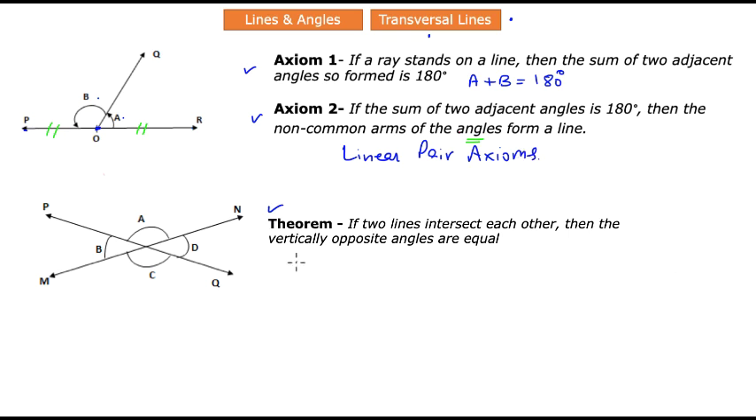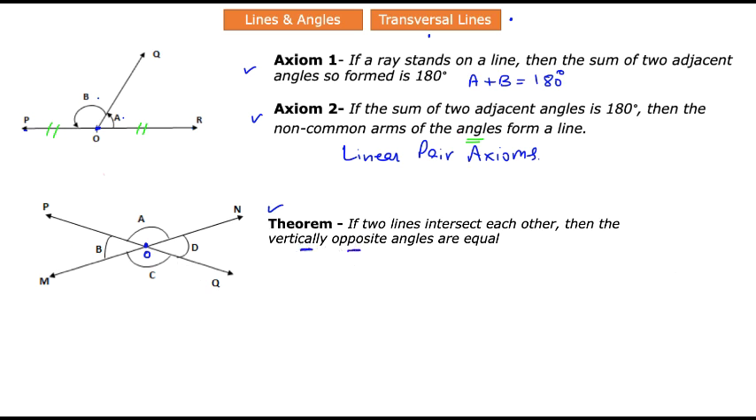Okay, now let us take a look at this theorem that we really wanted to prove, and these axioms will be useful in that. It states that if two lines intersect each other, so line PQ and line MN, they are intersecting at a vertex, let's say this is vertex O. What it states is that the vertically opposite angles in such an arrangement are equal.